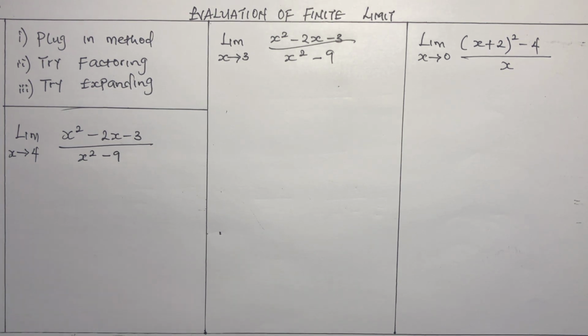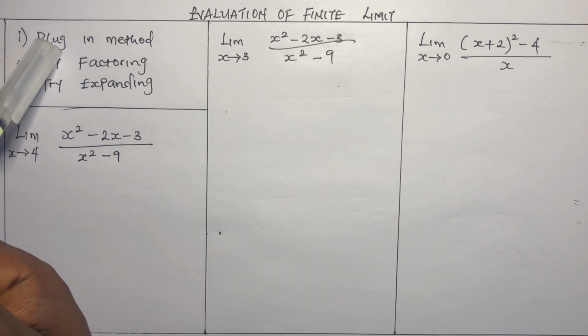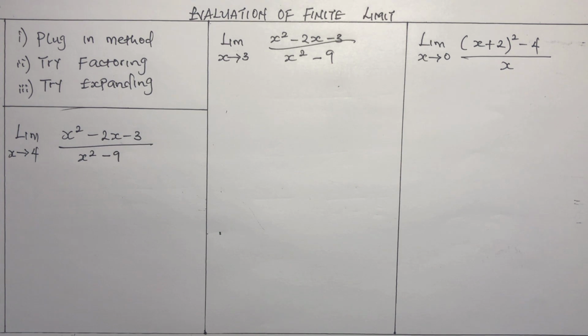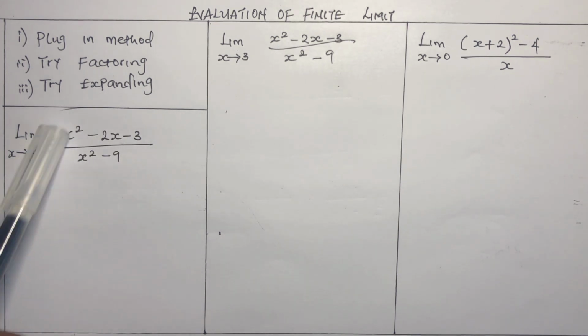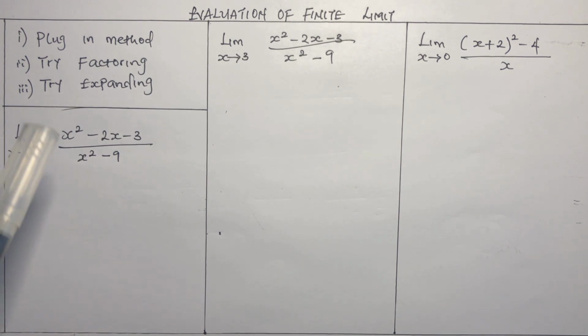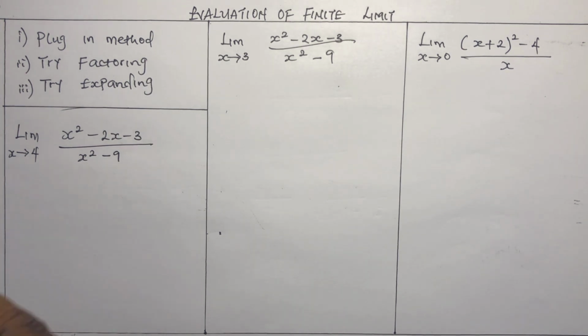So from our first problem we need to use the plug-in method to see if we can actually obtain the limit of this function. And this method is basically, we have that x is tending towards 4, right? It's basically substituting x. Anywhere we find x in the numerator and the denominator, we substitute 4 for x to see if we can actually obtain the limit of the function.